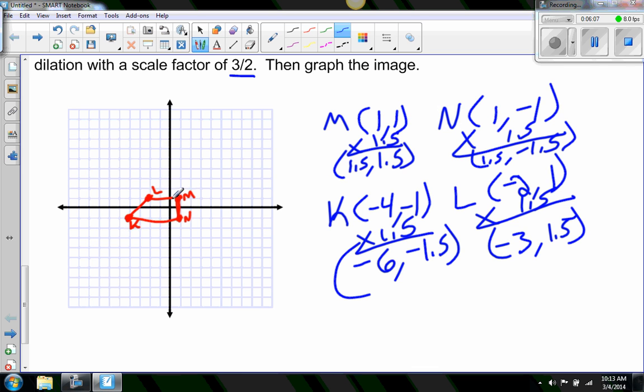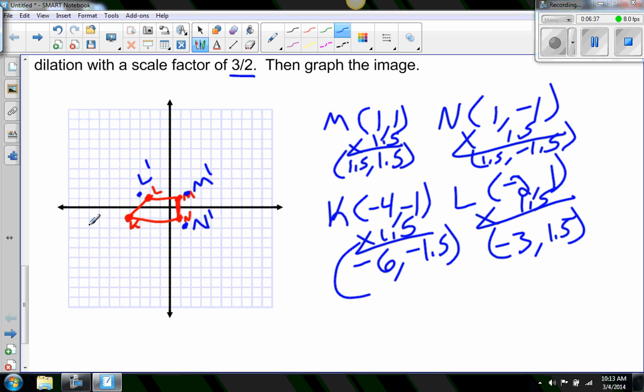So here's my new points, so I can go ahead and graph them then. So I have 1.5 and 1.5. So it's going to almost overlap. It's not getting very much bigger. So L is negative 3, so 1, 2, 3, and 1.5. There's my new L. My new N, 1.5, negative 1.5. Again, it's pretty close to the original.